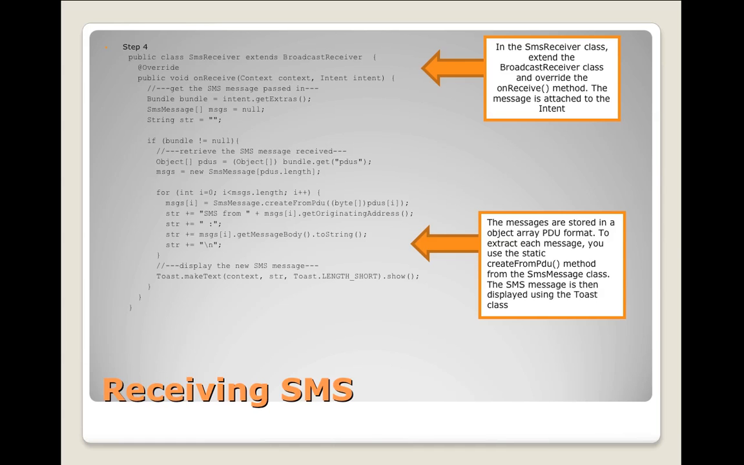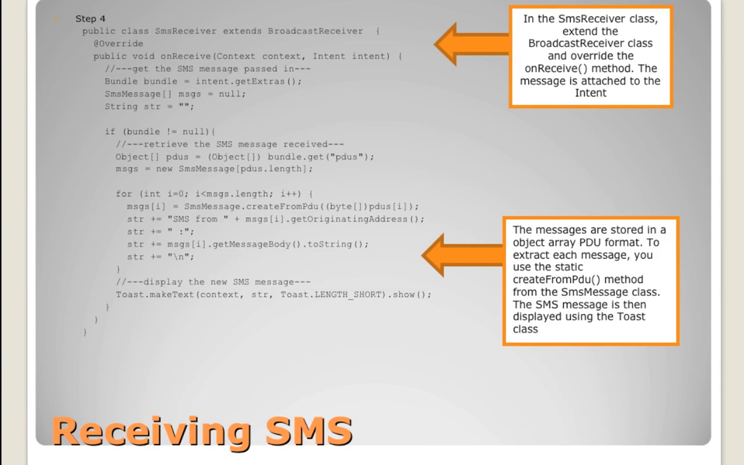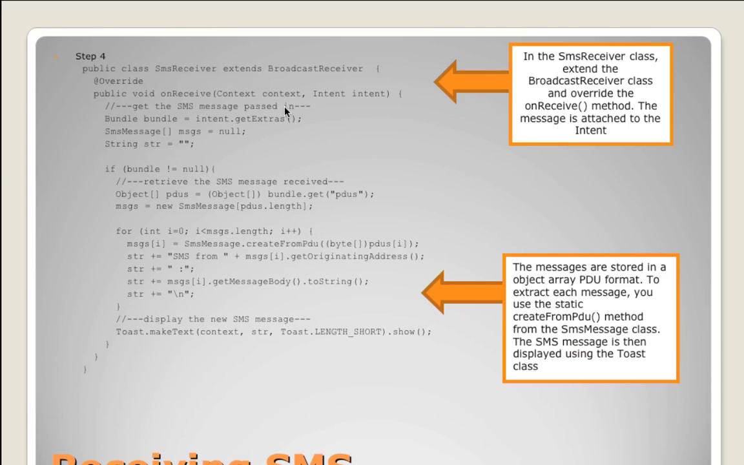And what we're looking at here is, in the SMS receiver class, extending the broadcast receiver class and overriding the onReceive method. The message is attached to the intent, and the intent sends the message to the application so that the application can put it in the toast message or put it wherever it needs to go, like in the upper or lower part of a box or something.